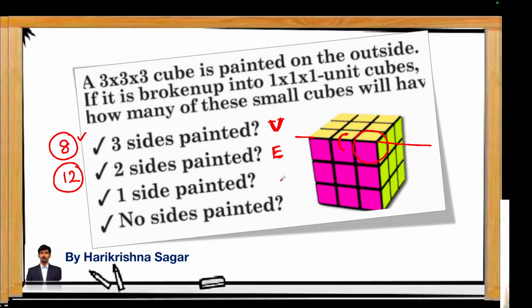And whenever you see 1-side painted, 1-side painted will be available only on faces. So you have to observe how many faces are there. There are 6 faces for a cube, so calculate for one face and multiply with 6. Okay, that is our task.